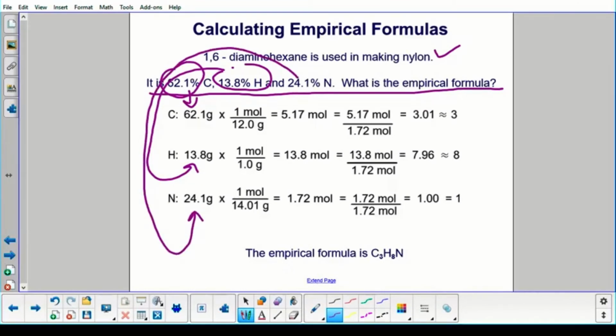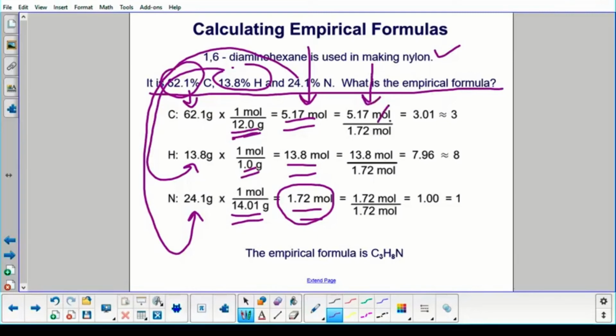Next, we convert it to moles. So on the periodic table, carbon's AMU is 12 AMU. We convert that to 12 grams. Hydrogen has an atomic mass that we convert to 1 gram, and nitrogen is 14.01. So we have mole over gram times gram, and we find out the moles of each one of these guys. Who's the smallest? Is it 5.17, 13.8, or 1.72? It's 1.72. We divide all of the numbers in this column by 1.72, and we get this.